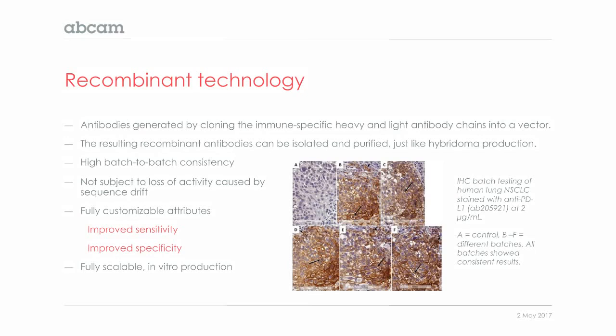The image on the right is IHC analysis of human non-small cell lung cancer tissue, stained with our rabbit monoclonal against PD-L1, clone 288. In figure A, this tissue is stained with just a rabbit monoclonal IgG isotype control, where we show no staining. Figures B through F are of the one PD-L1 rabbit monoclonal antibody, but each figure is a different batch of that clone. And as you can see, the batches show consistent staining results.